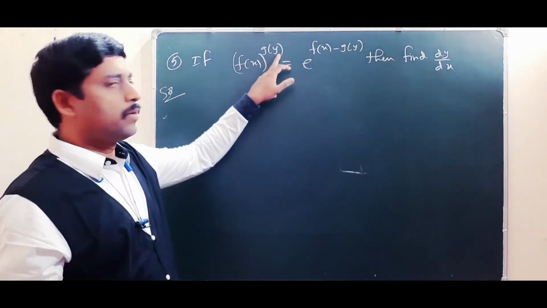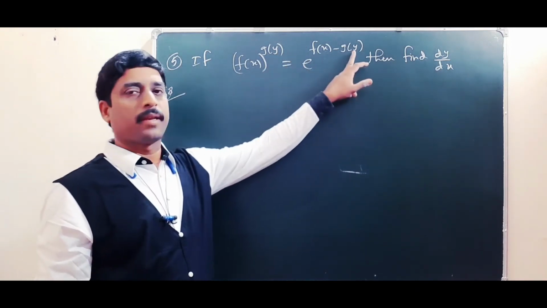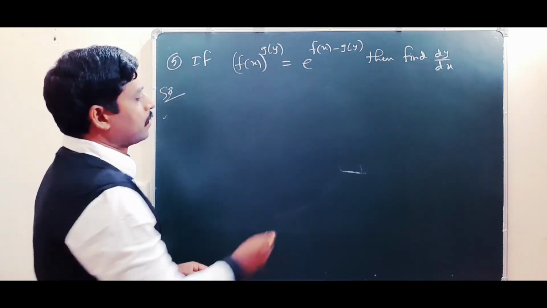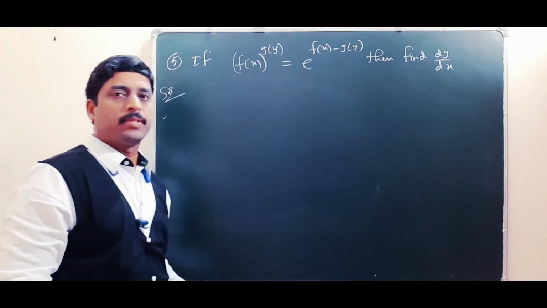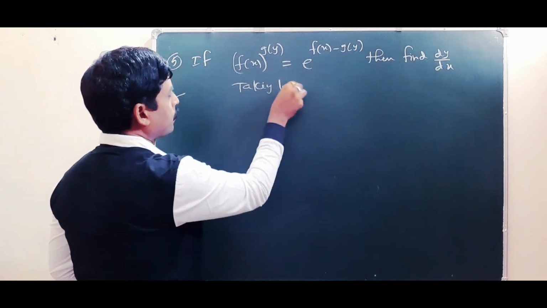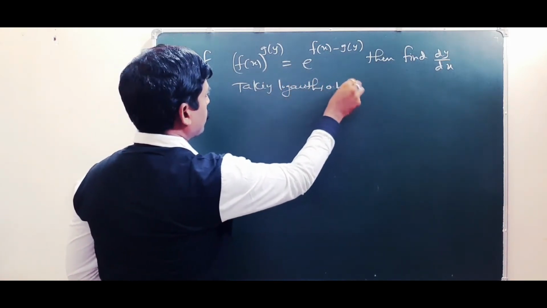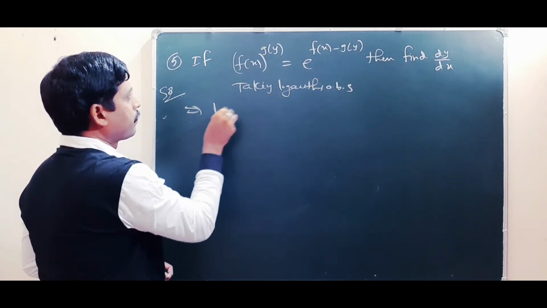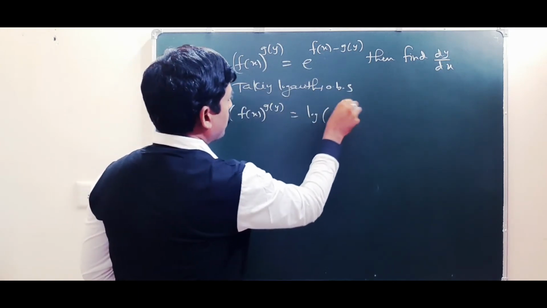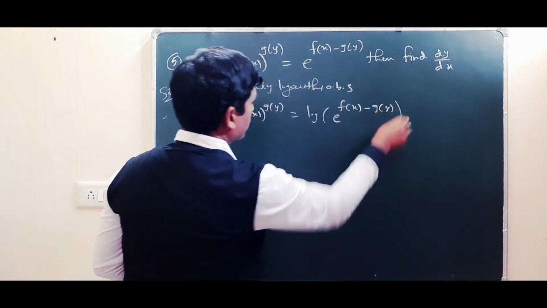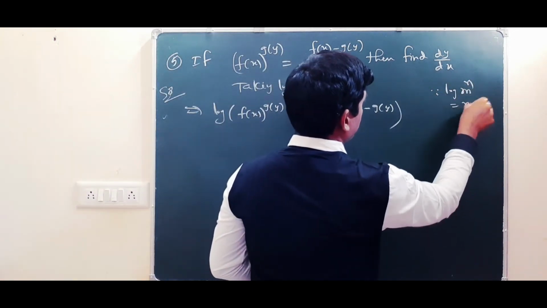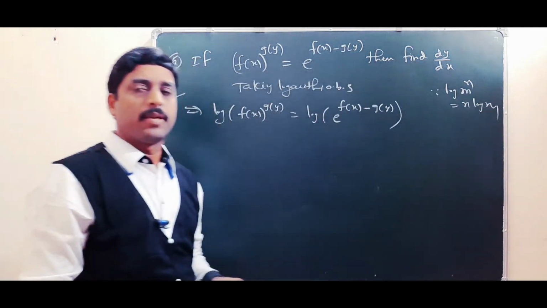So f of x power g of y equal to e to the power f of x minus g of y. Then we have to find dy by dx. Okay. This type of problem is solved by using logarithm functions. So taking logarithms on both sides. Now it will be log of f of x power g of y equal to log of e to the power f of x minus g of y. Okay. We have one formula, log m to the power n is equal to n into log m. We should apply that formula.